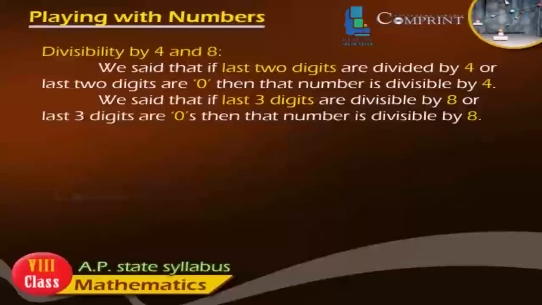Divisibility by 4 and 8. We said that if the last 2 digits are divisible by 4 or the last 2 digits are 0, then that number is divisible by 4. We said that if the last 3 digits are divisible by 8 or the last 3 digits are zeros, then that number is divisible by 8.